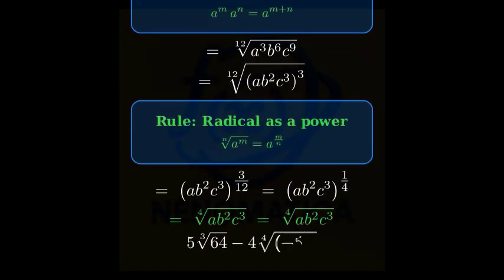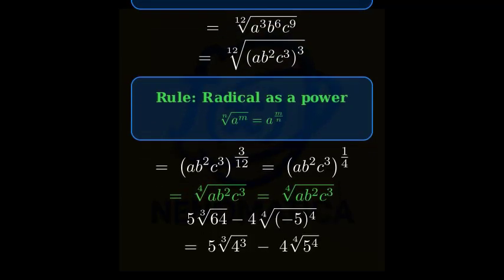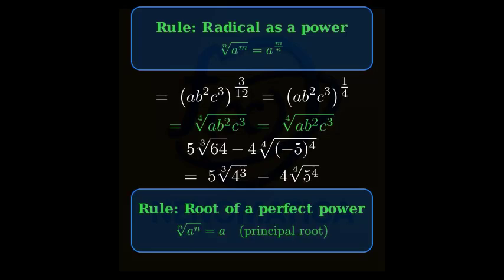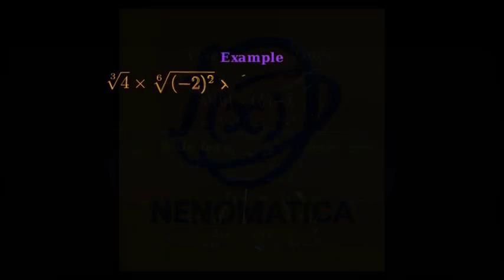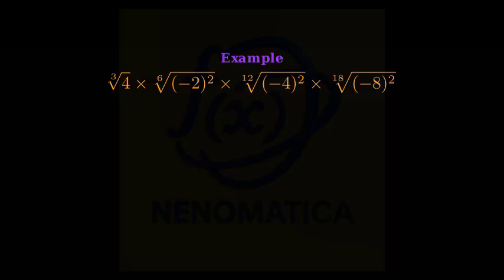Example 3. Simplify 5 times the cube root of 64 minus 4 times the fourth root of negative 5 to the 4th. Start by rewriting 64 as 4 cubed, and notice that negative 5 to the 4th is a perfect fourth power. Apply the nth root of a perfect nth power. The cube root of 4 cubed is 4, and the principal fourth root of 5 to the 4th is 5. Here is our example, and the first expression to simplify.